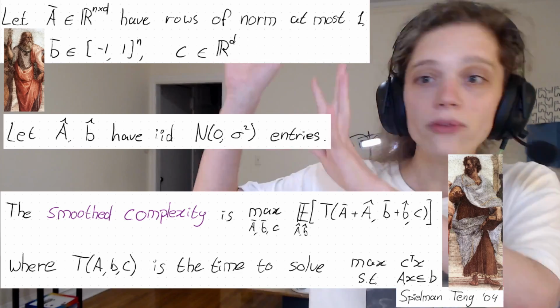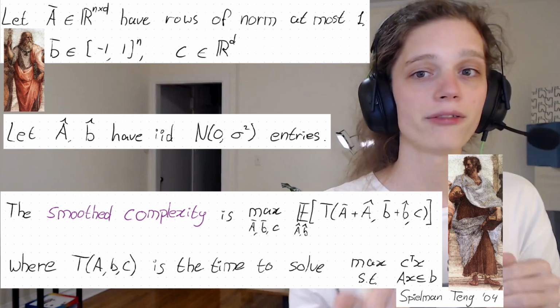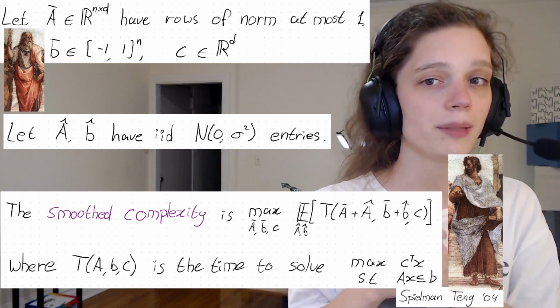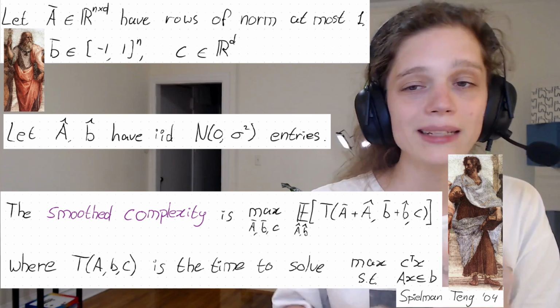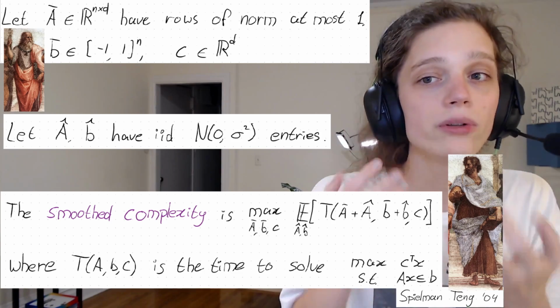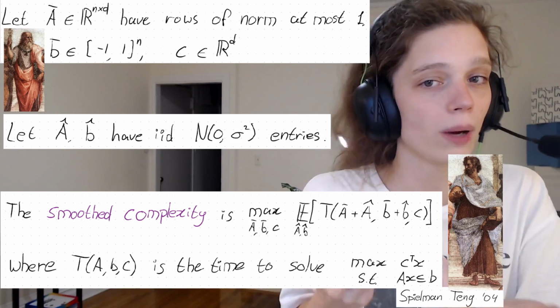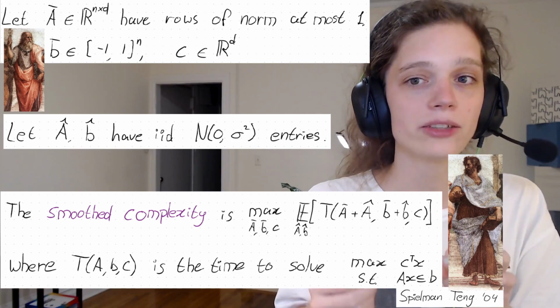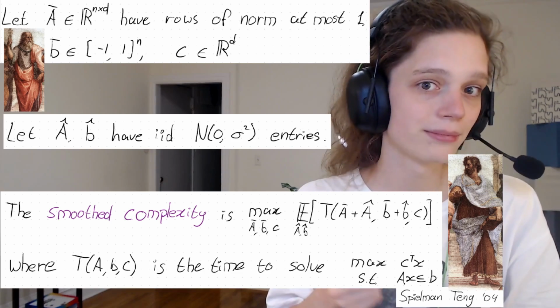For linear programming, the definition of smooth complexity is as follows. Suppose that there is some LP data out there in the Platonic realm, consisting of a matrix A bar, a vector B bar, and C. Without loss of generality, assume that this data is normalized such that the rows of A each have norm at most 1, and that B has entries between -1 and 1.